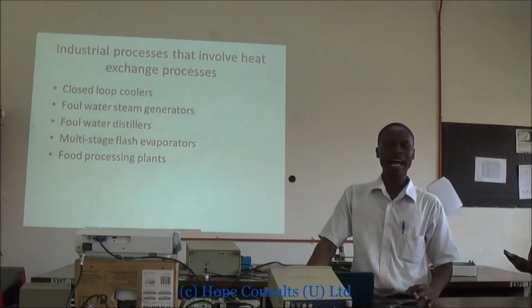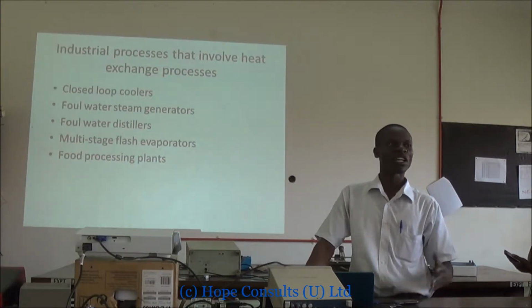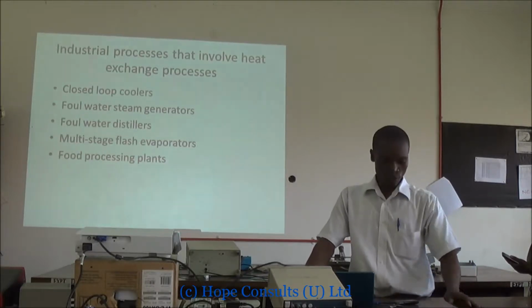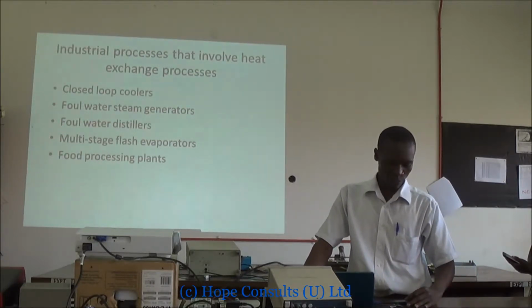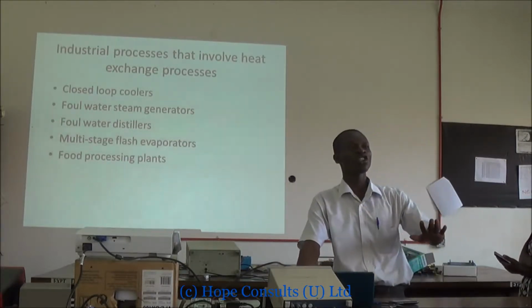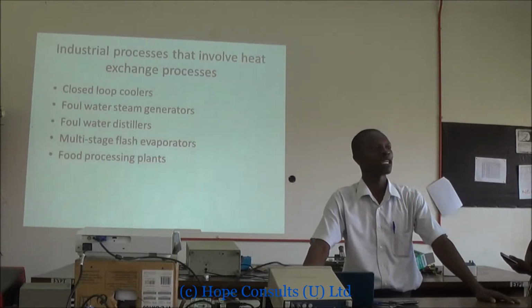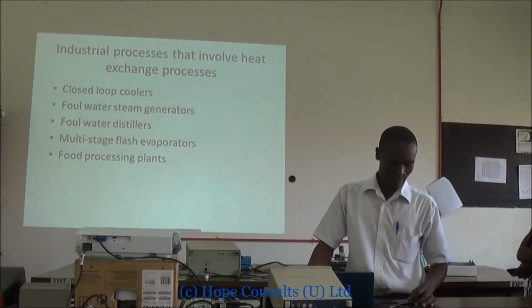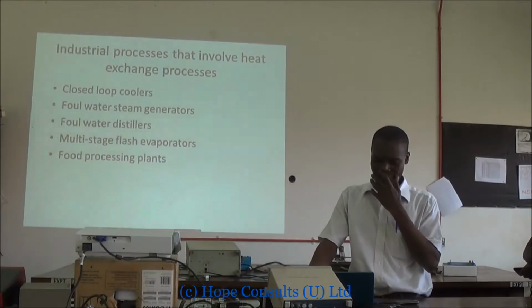However, this seawater has a lot of problems. It can corrode the pipes. It has very many impurities. So many things go on with that water. So when we use the closed loop coolers, we mitigate the problems of corrosion and fouling from the water that we get from the sea. So that's one of the parts. The other one is the foul water steam generators.